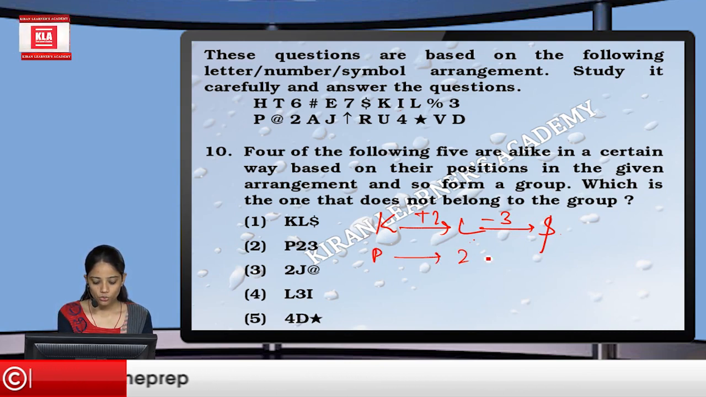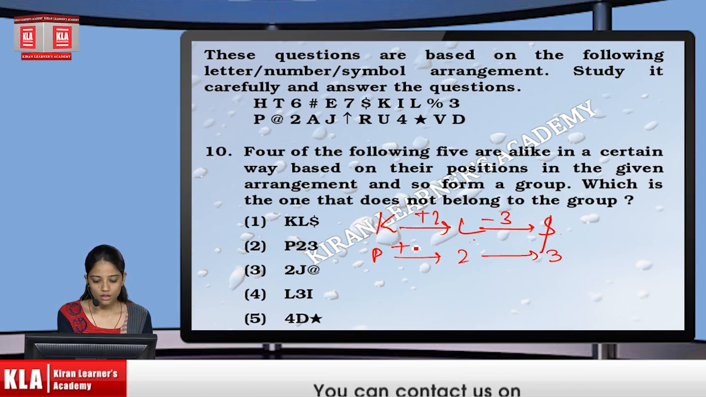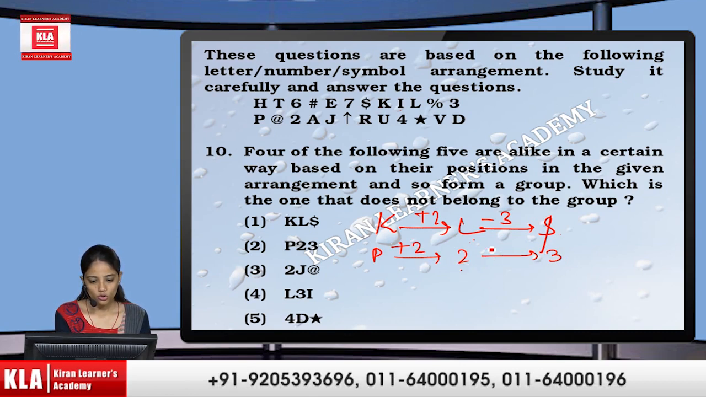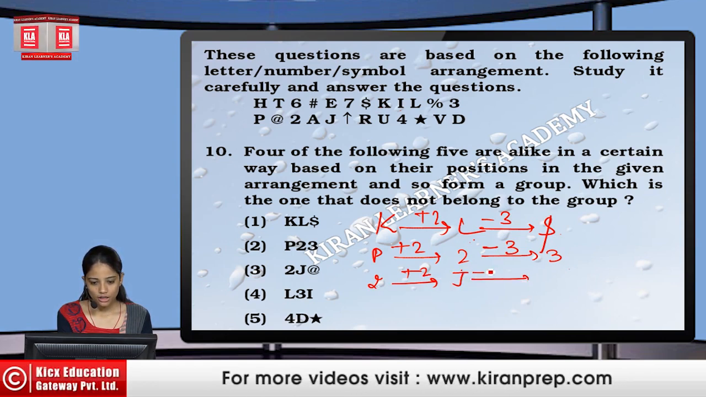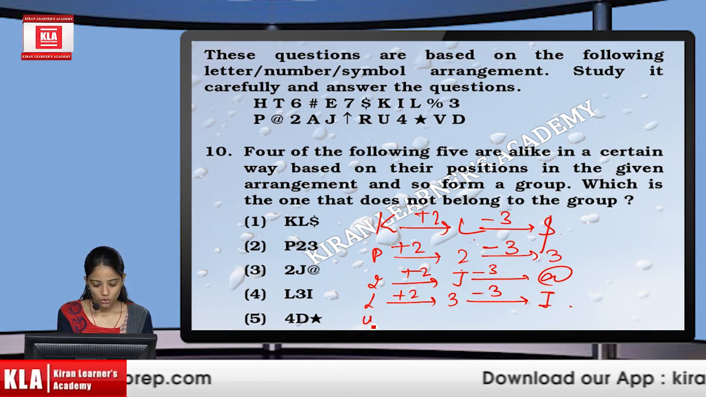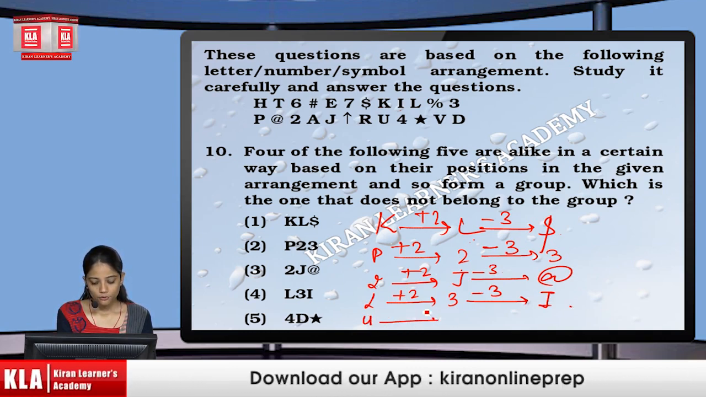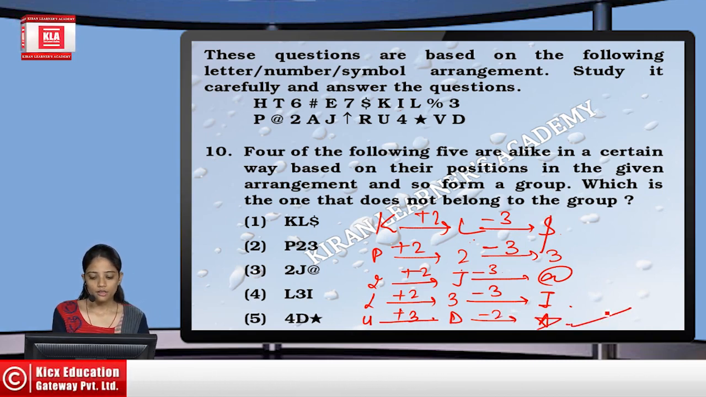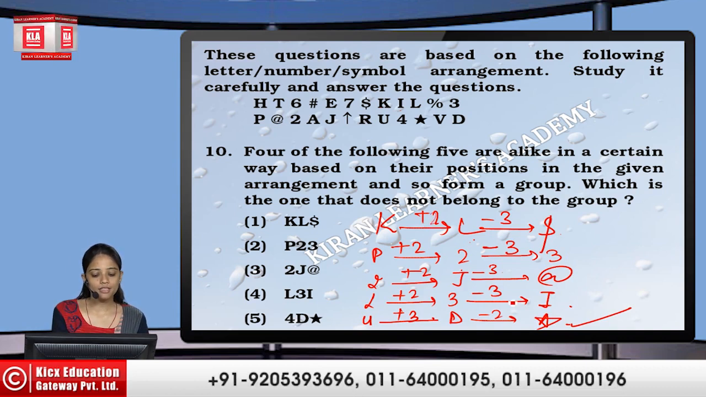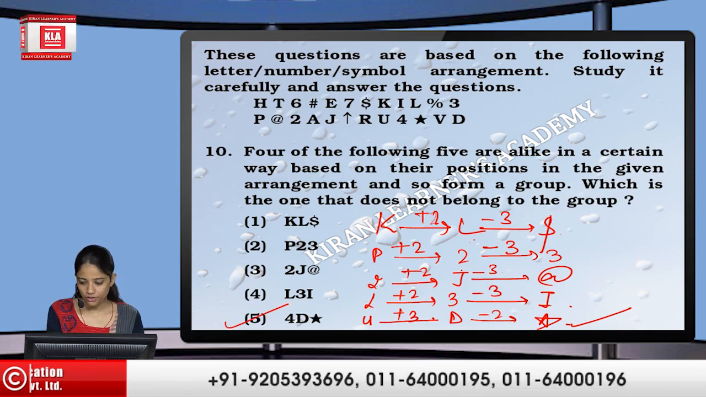Similarly, P to 2 and 2 to 3, then P plus 2 will get 2, and 2 minus 3, then we are getting 3. Then similarly, 2 plus 2 will give you J, and J minus 3 will give you at the rate. Similarly, L plus 2 will give you 3, but minus 3 will give you I. 4 plus 3 is giving you D, and D minus 2 is giving you star. So this is different, which is going a different way. Rest all we have plus 2 and minus 3. So therefore answer will be option number 5.